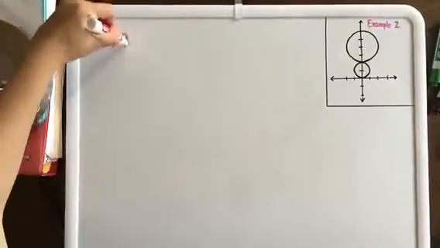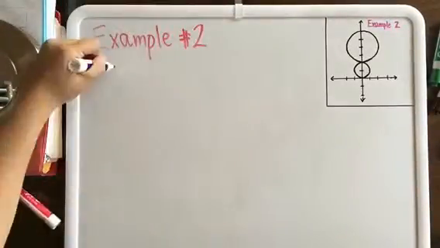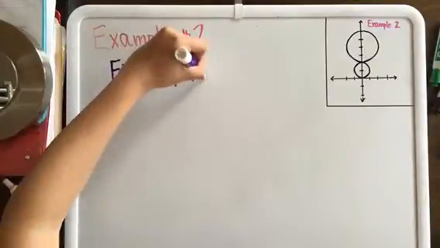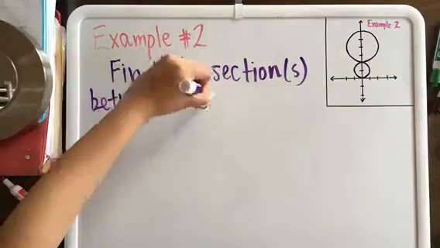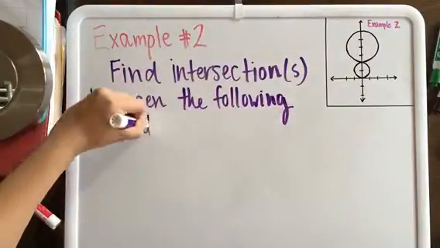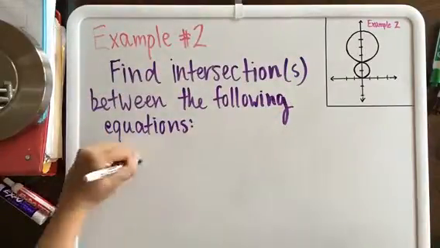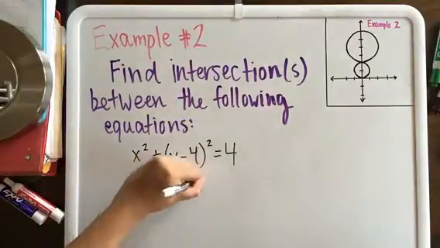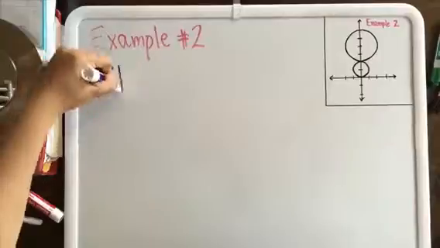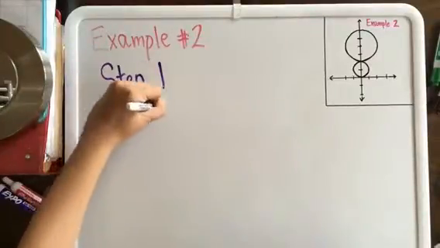In the second example we'll be showing you, it is between two circles who only intersect at 1 point. The two equations are x squared plus the quantity of (y minus 4) squared equals 4, and x squared plus the quantity of (y minus 1) squared equals 1. We highly recommend to graph the equations if possible so you can visualize how many intersections you should be getting.